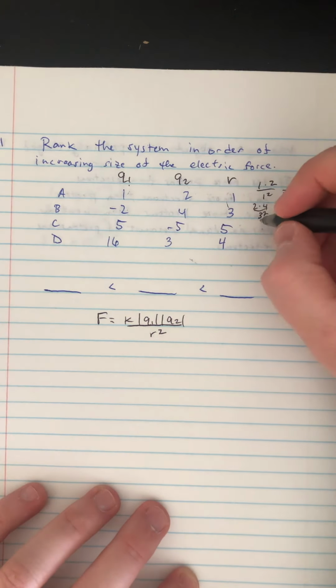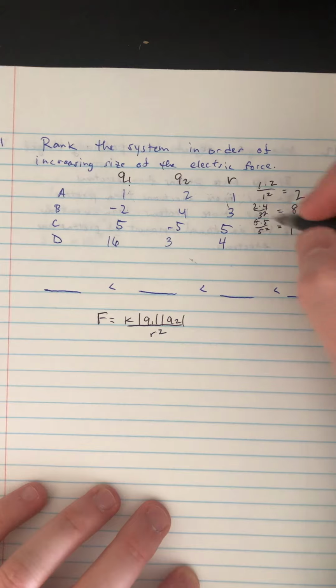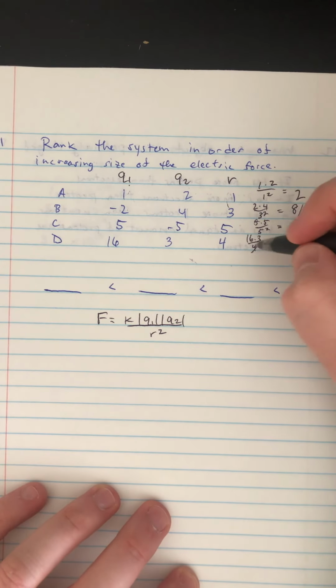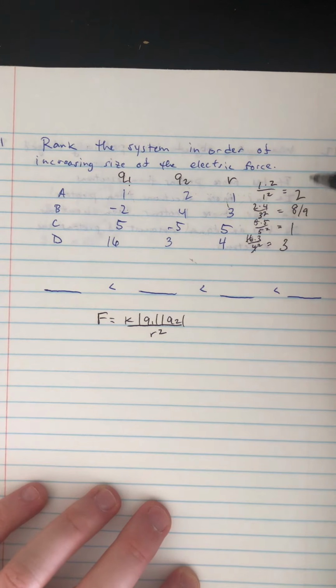5 times 5 divided by 5 squared. 25 divided by 25 is 1. 16 times 3 divided by 4 squared. 4 squared is 16, so we can cancel those 16s and we get 3. So for our columns here, we get 2, 8/9, 1, and 3.